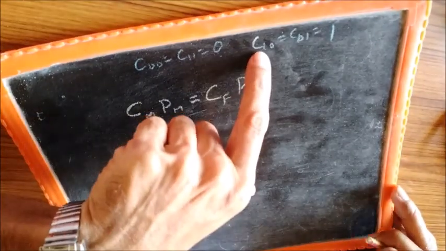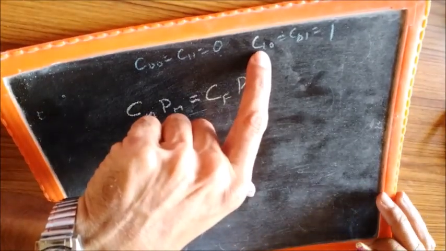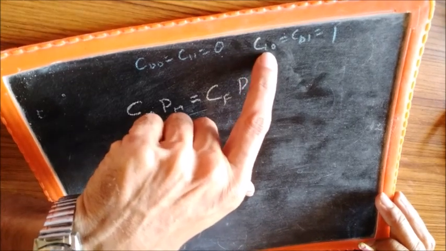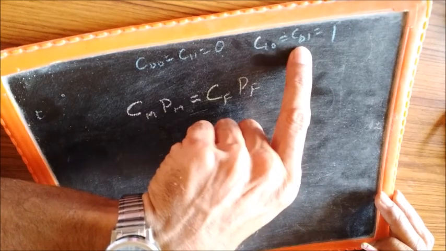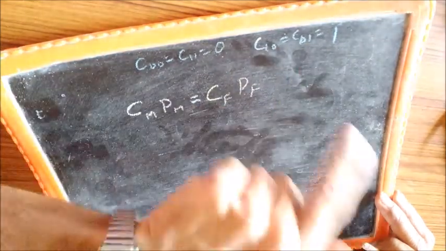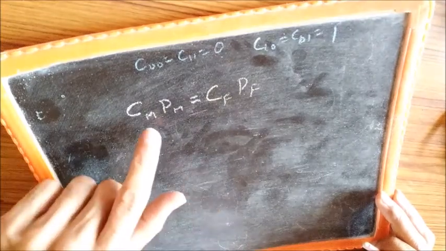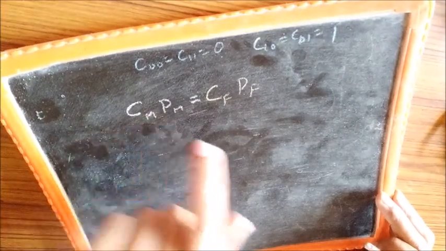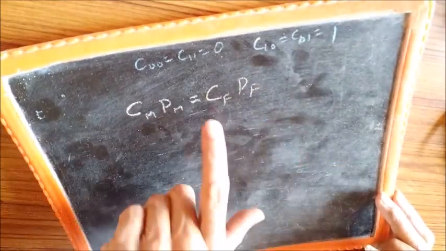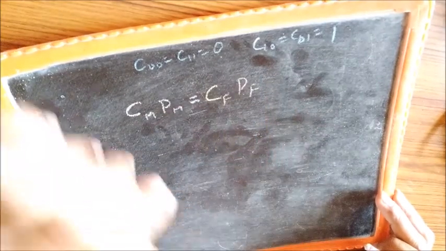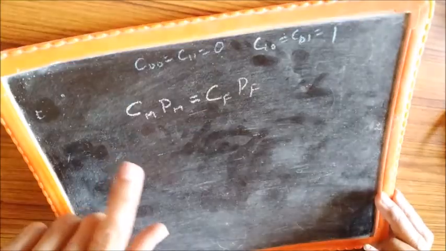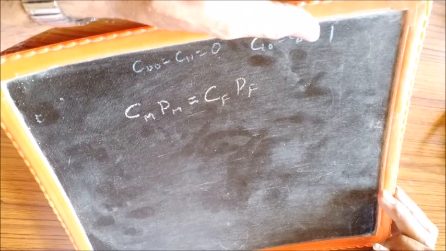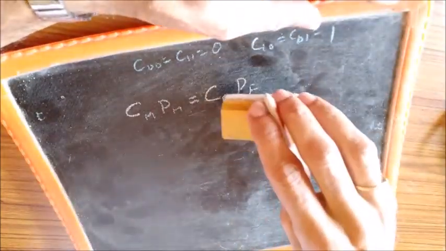C10 is the cost for a false alarm, because you are declaring H1 instead of H0. And C01 is the cost for a miss. You are declaring H0 when H1 is the true hypothesis, and the cost is the same. So CM is the same as C01 and CF is the same as C10. This being the case, with C00 equal to C11 equal to 0, the minimax equation is this. And since C10 is equal to C01 is equal to 1, CF and CM are 1 each.